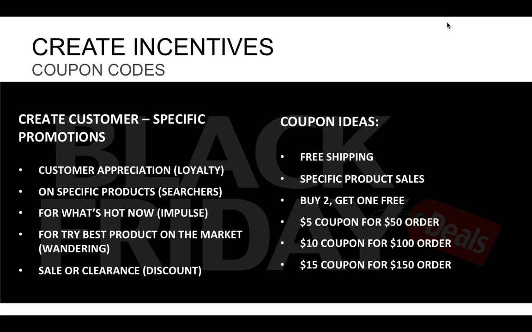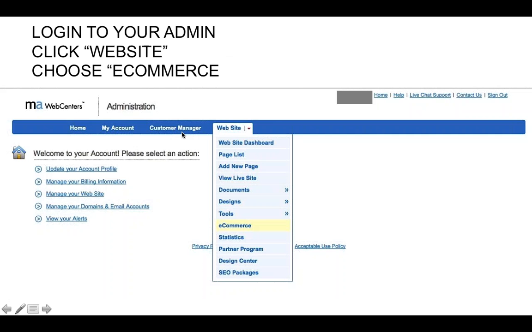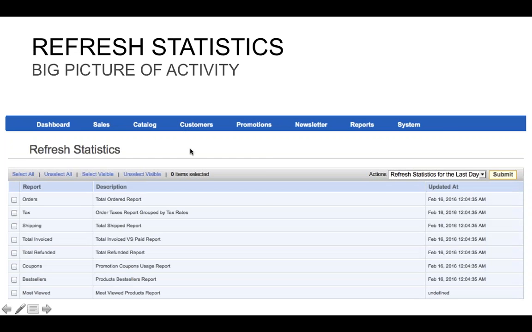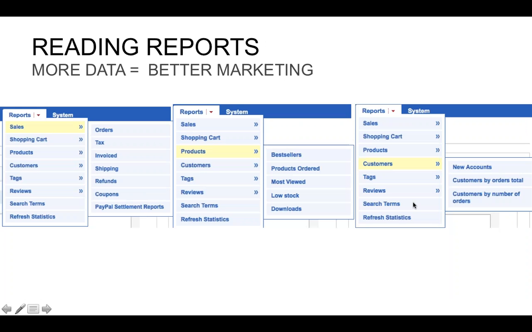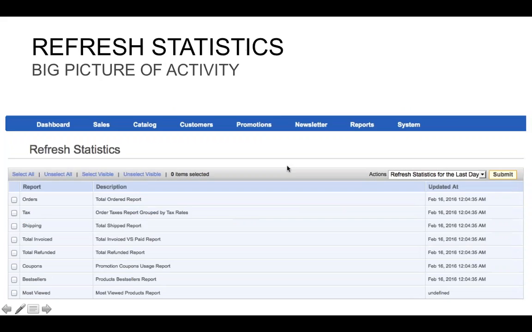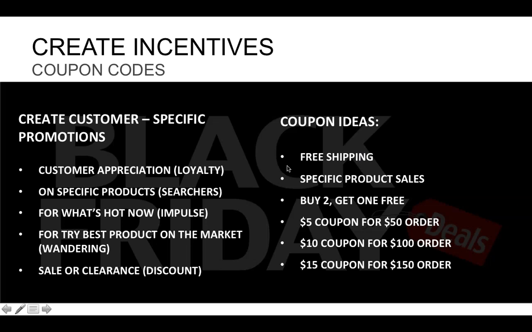Right? So the first type of coupon that we recommend is the customer appreciation promotion, right? Maybe it's the $5 off for our repeat customers. You would look at that last statistic right here, and the number of orders by customer, and you might share those with your customer appreciation customers and engage your loyalty based customers. Second one would be on specific products, right? So again, your searchers are the people that are looking for specific products.